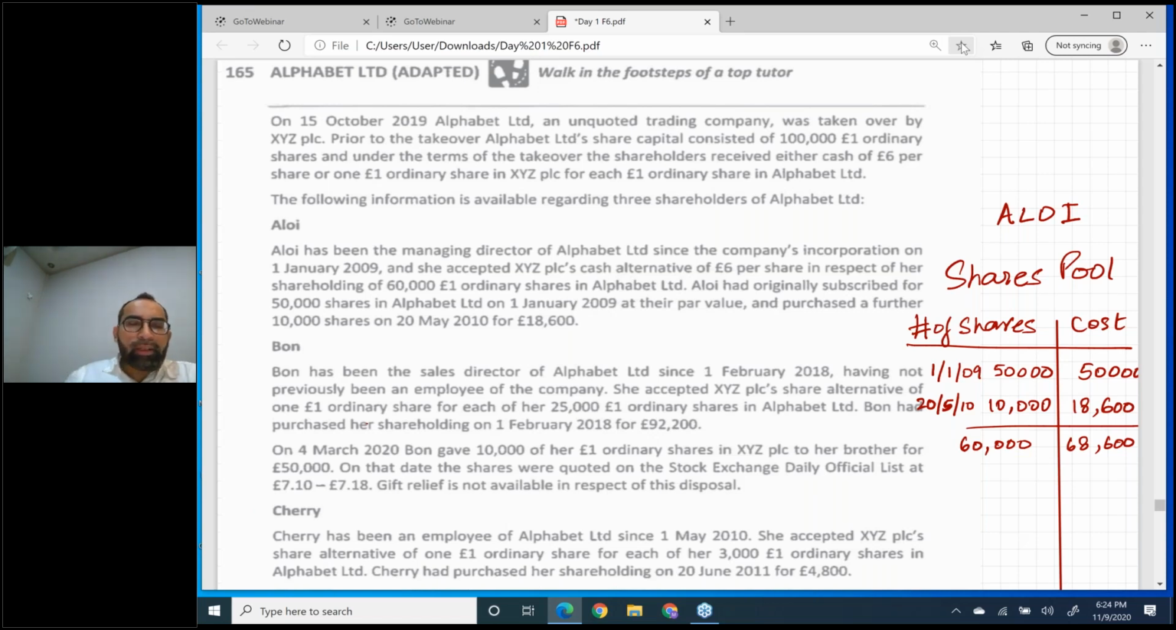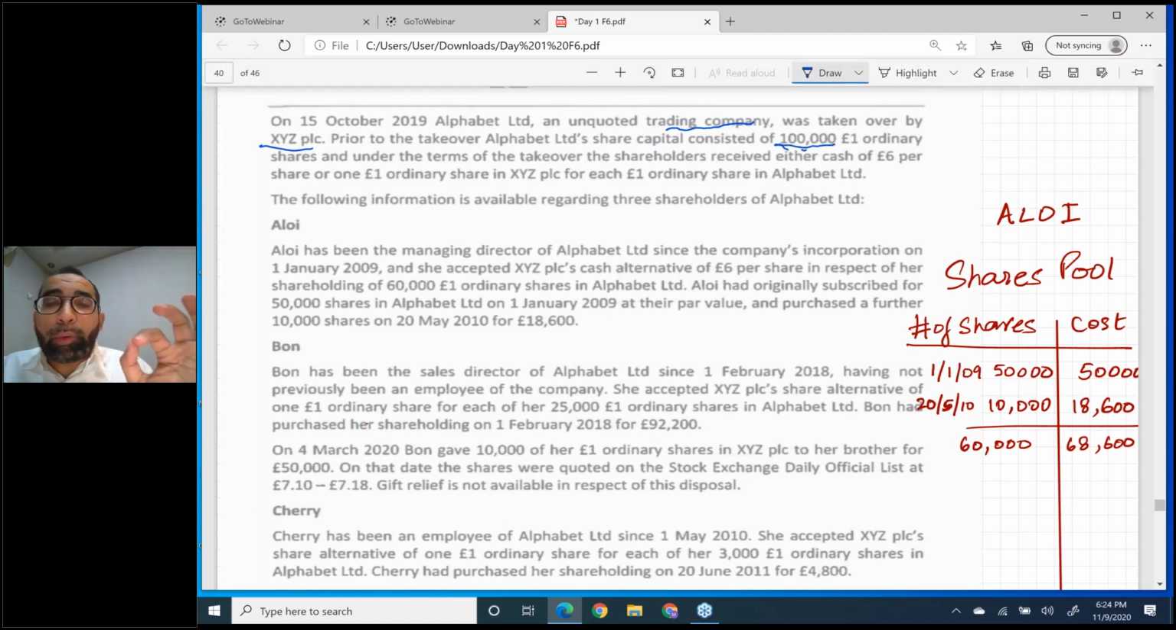So be careful. On 15th of October 2019, Alphabetic Limited, an unquoted trading company, was taken over by XYZ PLC. Okay, who is the parent company? XYZ is the parent and Alphabetic is the subsidiary in this case. XYZ took over Alphabetic. Prior to the takeover, Alphabetic Limited share capital consisted of how many shares?